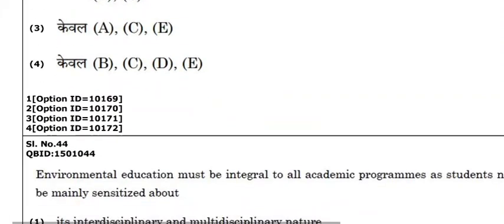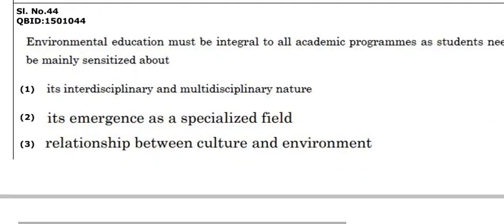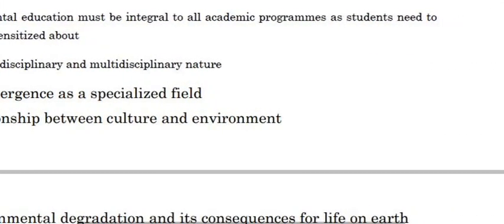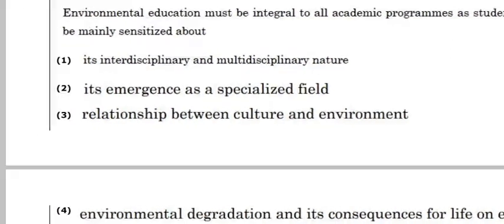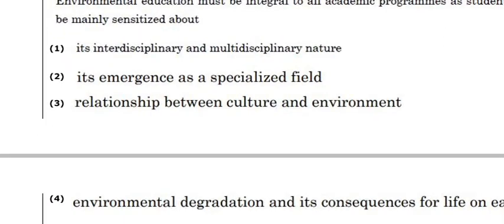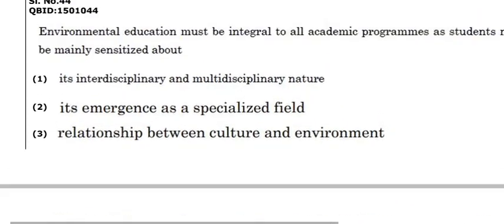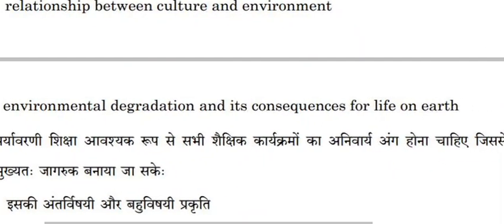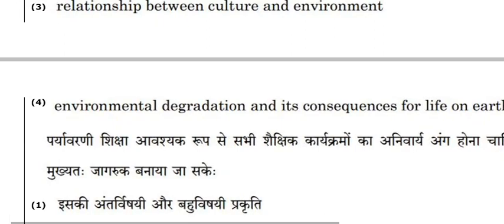Next is number 44. It says environmental education must be integral to all academic programs as students need to be mainly sensitized about. So these are the options. Let me not read it. 44. The correct option will be number D, environmental degradation and consequences for life on earth.